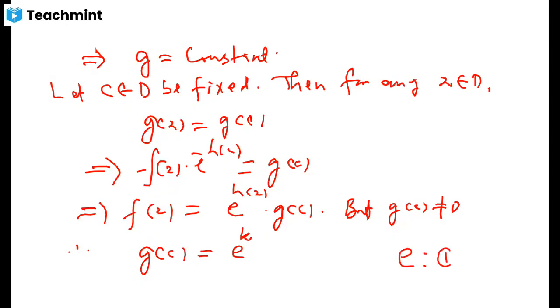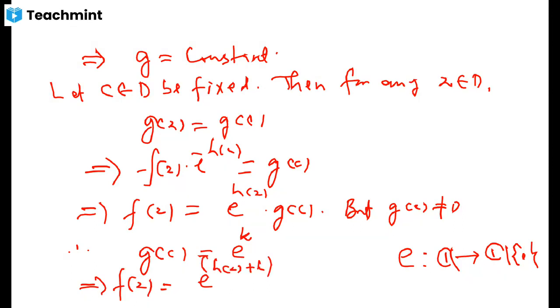Exponential function is an onto function from C to C minus zero. It doesn't assume the zero. It assumes every value. So g of c is a non-zero value, so g of c has to be the image of some complex number k under exponential. So g of c has to be e to power k. Then this implies that f of z has to be equal to e to power h of z plus some complex number k, and this is the required form.